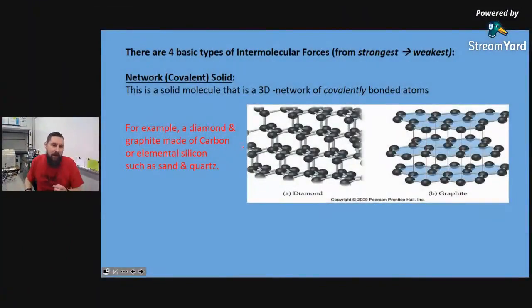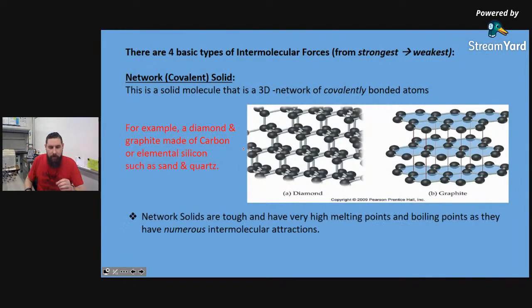So network covalent solid, that's your first type of IMF, and it is your strongest. Because it is a network, we've got a lot of intermolecular forces going on within that structure. As a result, we typically find that network solids are going to have extremely high melting points. They're going to have extremely high boiling points.